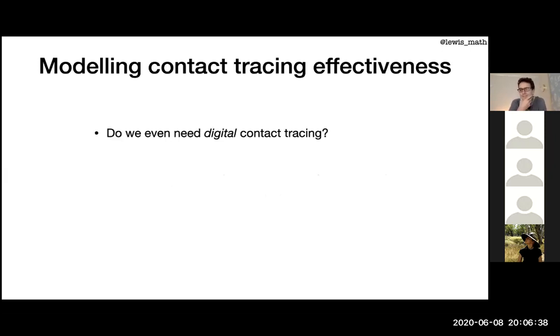Okay, so in March when we started working on this, we had a few questions about digital contact tracing that we wanted to try and answer. The first one, which I think is question 0, and a non-trivial question for Australia, is: do we even need this? There's been a lot of hype around digital contact tracing and contact tracing apps over the past couple of months, and an exponential explosion in the number of contact tracing protocols and apps available. But at least for us in Australia, the question is, do we need it at all?